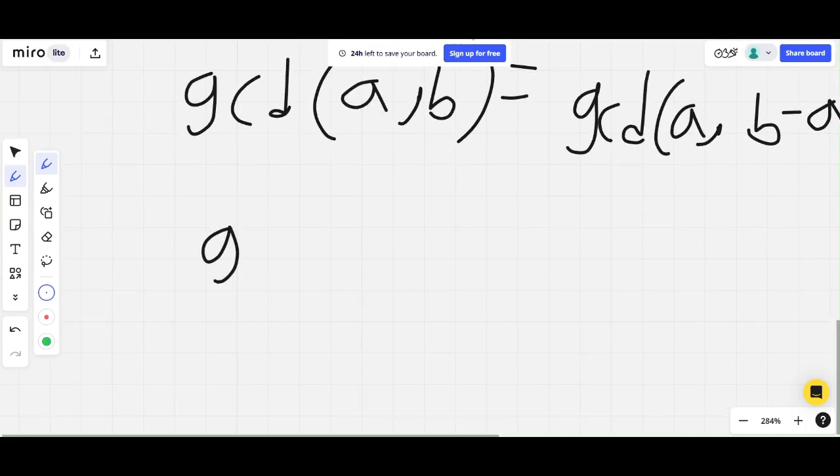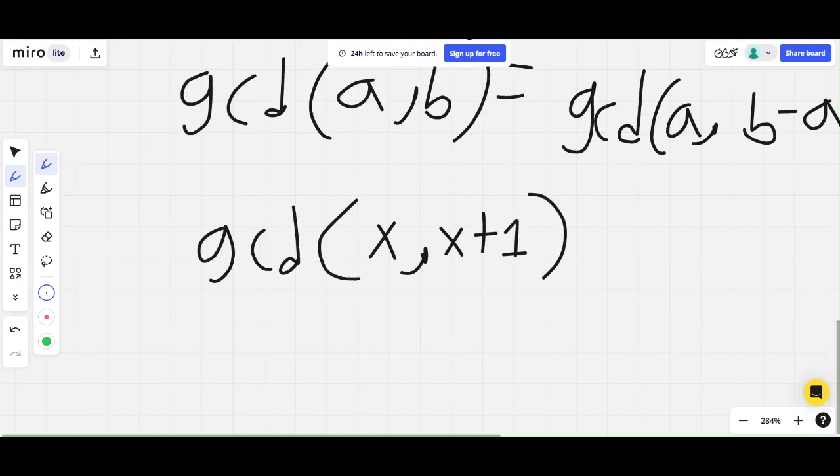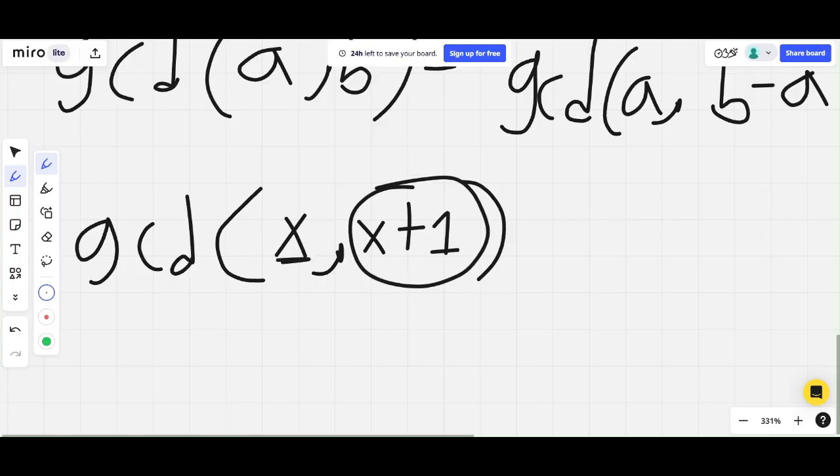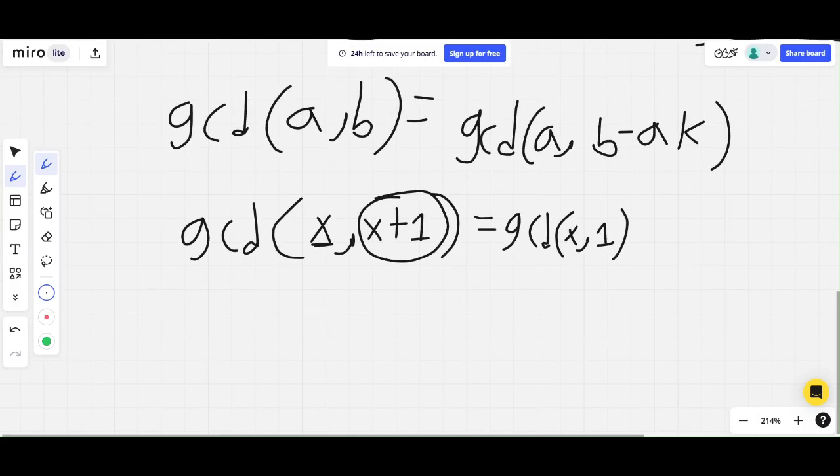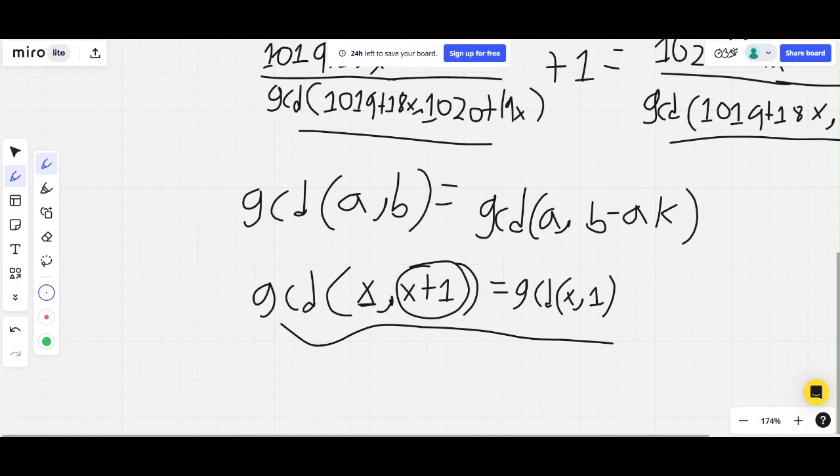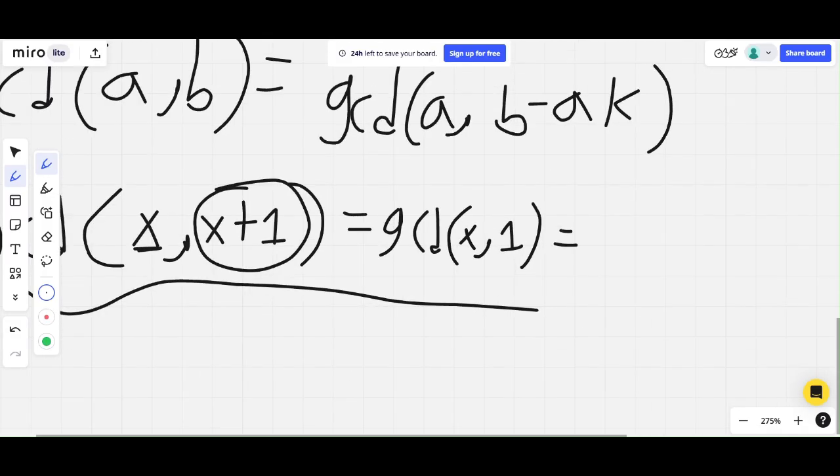So for example, if I had the GCD of x and x plus 1, what I can do is subtract one multiple of x from this side, and so then I get the GCD of x and x plus 1 minus x, which is 1. So this gives us a really cool way to simplify complex-looking greatest common divisor expressions into really workable examples. Like the GCD of x and 1 is just going to be 1.